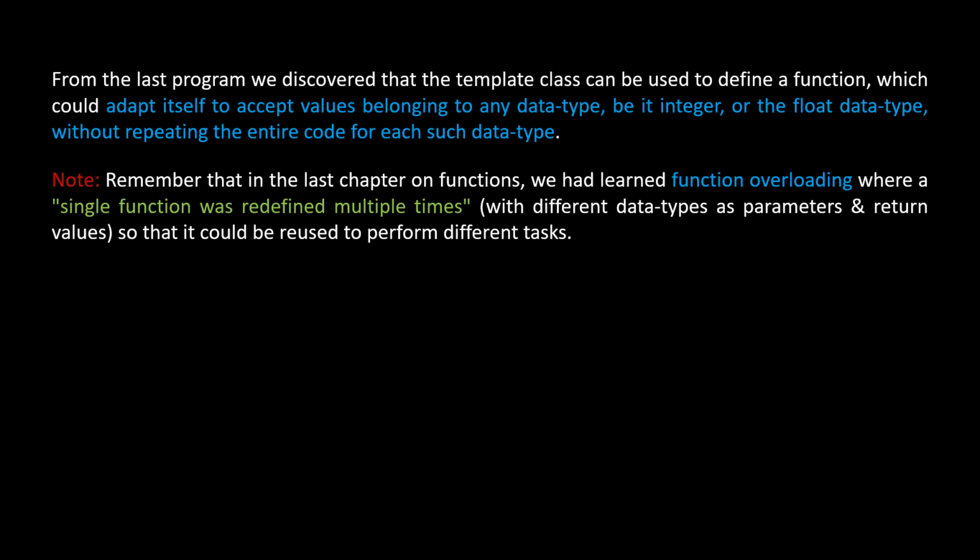Note: remember that in the last chapter on functions, we had learned function overloading, where a single function was redefined multiple times, with different data types as parameters and return values, so that it could be reused to perform different tasks. With this, we come to an end of the chapter on files and templates.